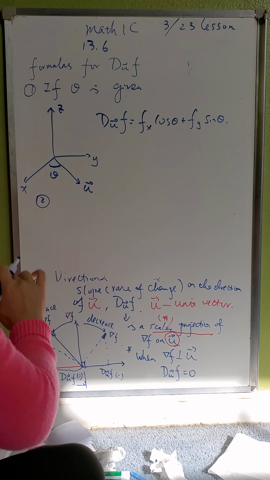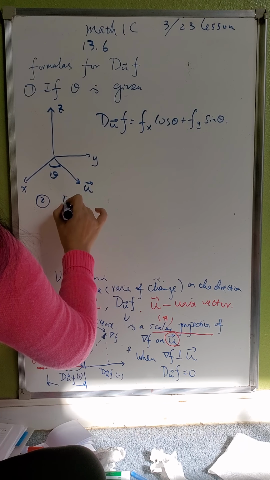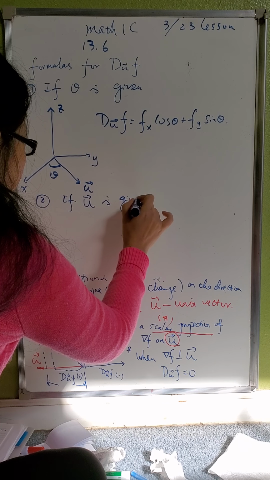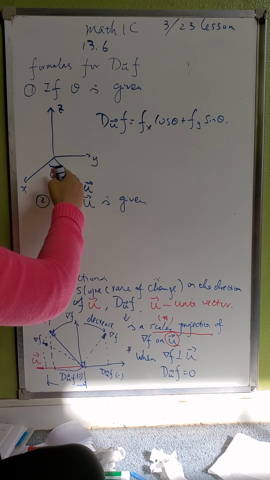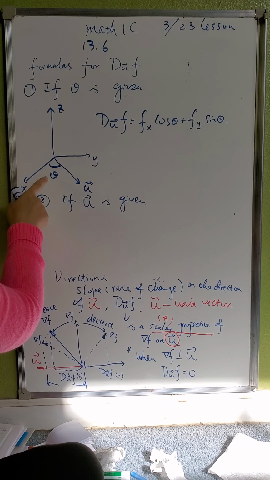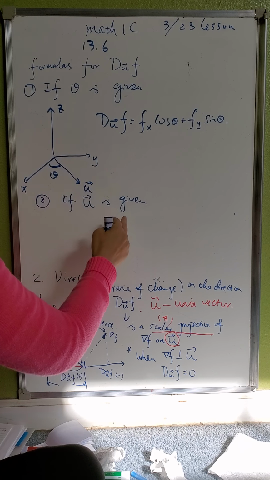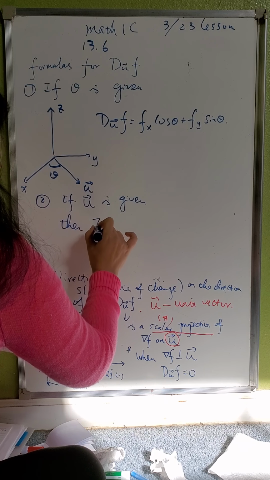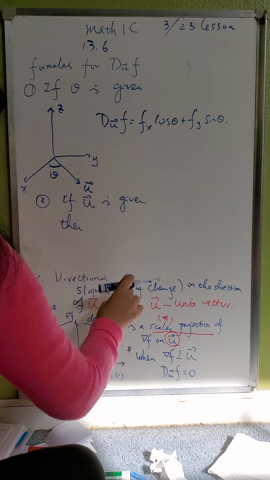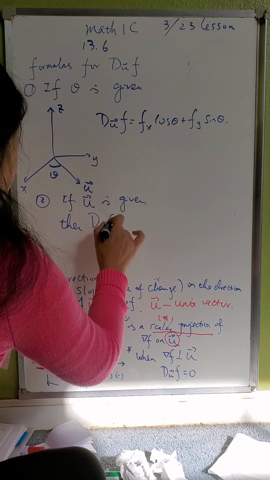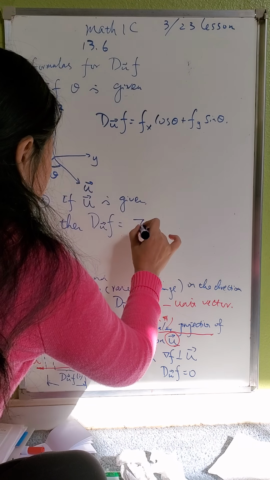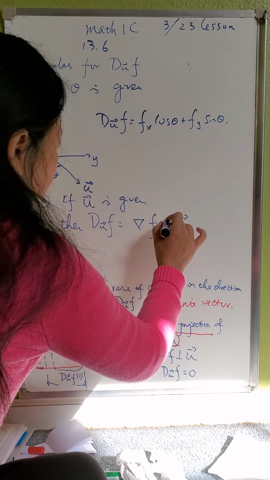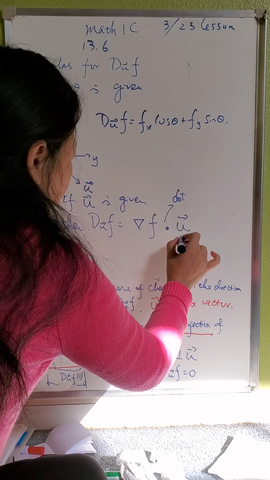Number two: we don't usually give a theta. Most of the time we are given u. If u is given, they project the u from the surface onto the xy plane, and that's how they create the theta. If u is given to you, the formula we're going to use is that the directional derivative equals del f dot the unit vector. That's a dot product, and u is a unit vector.